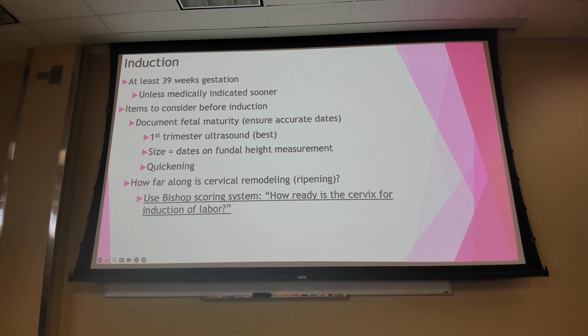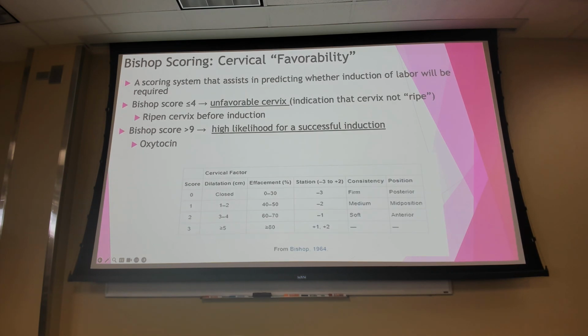So we use this thing called the Bishop scoring. The Bishop scoring says, how ready is the cervix? Is the cervix dilating appropriately or not? Okay? So that Bishop scoring is going to help us decide if we start medication for induction, is it going to be successful? If we have a Bishop score of less than or equal to 4, that means the cervix is not ready. We need to make the cervix ready. Okay, if we have a Bishop score greater than 9, that means we don't need to do anything with the cervix. The cervix is dilating appropriately or is dilated appropriately.